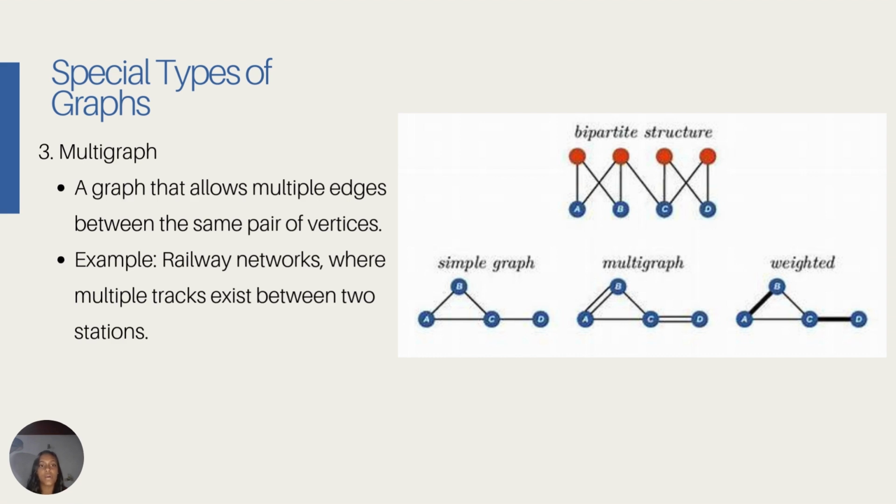Third type, multigraph, a graph that allows multiple edges between the same pair of vertices. As an example, railway networks where multiple tracks exist between two stations.